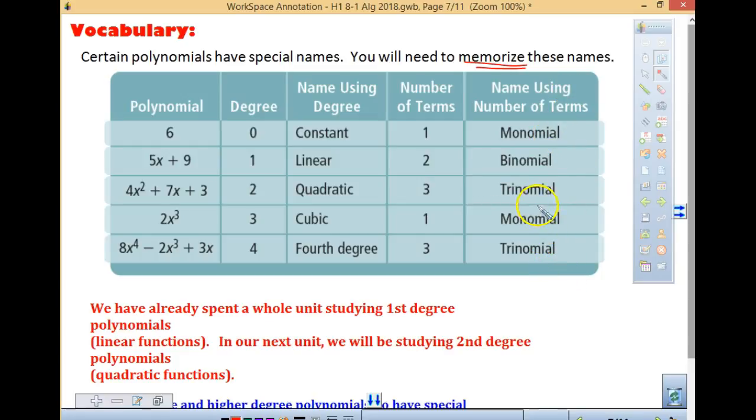So the definition is, if you have only one term, we call it a monomial. Examples, if we are looking at the degree, this monomial has a degree of 0, right? Because it's just 6. If we're going to name it, we call it a constant. So if we're naming it with the degree. This next one, we have 2 terms. So by the number of terms, that determines this name back here, which is binomial. Makes sense, right? Bi is 2.